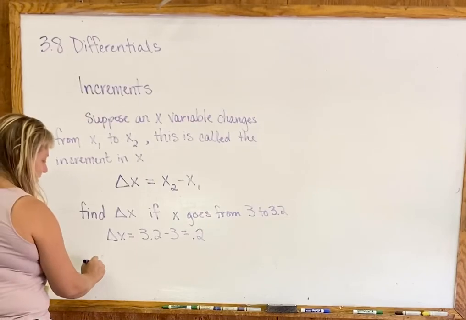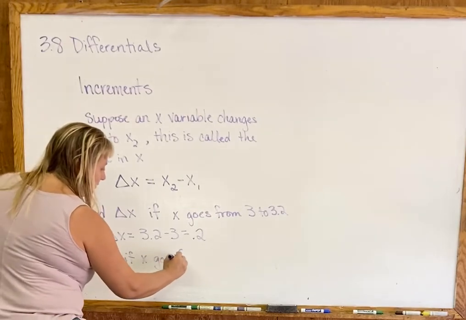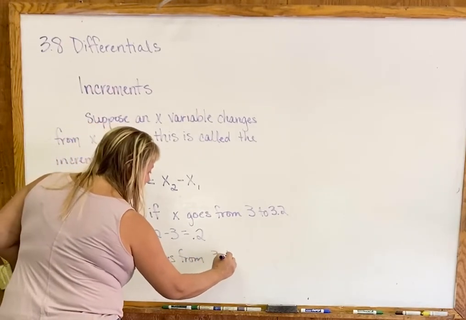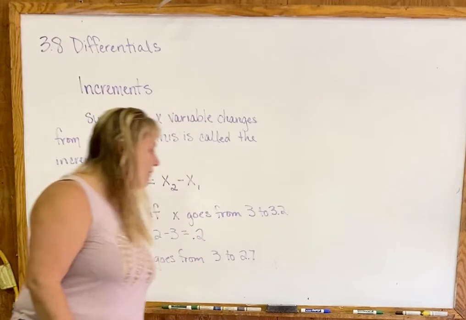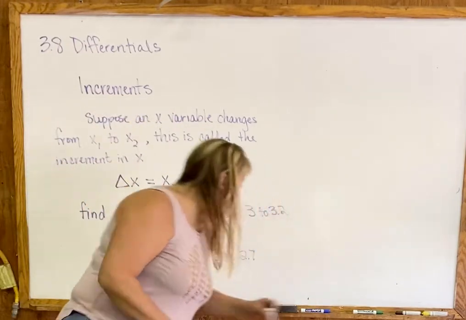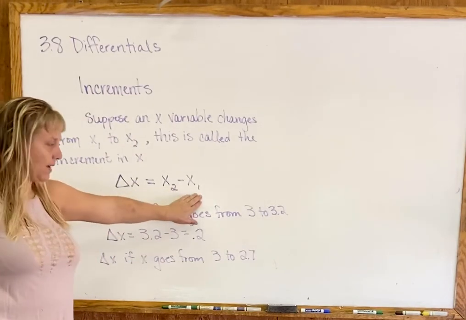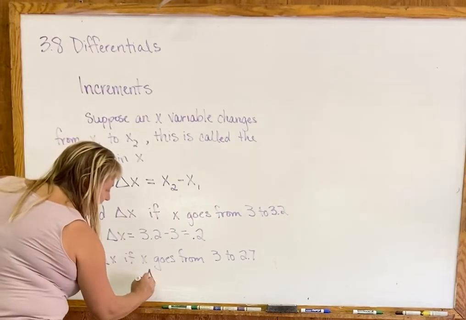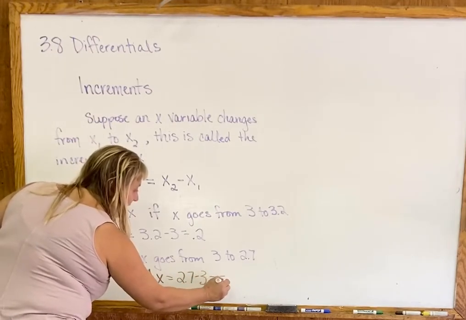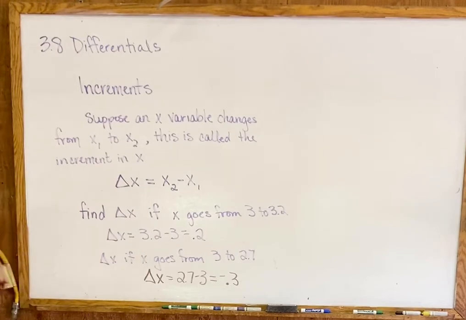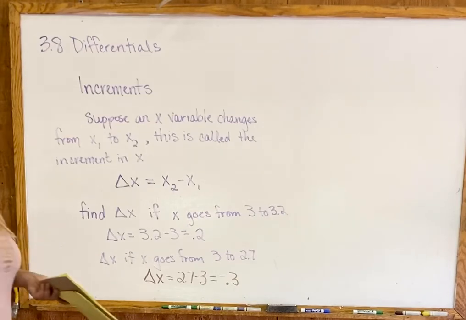What if we want the change in x if x goes from 3 to 2.7? Now we want to be careful on this one. It's easy to just look at that and do the subtraction and say it's 0.3. But remember that it's the second one minus the first one. So our change in x here will equal 2.7 minus 3, which will give us negative 0.3. So the negative is important when we're looking at increments.